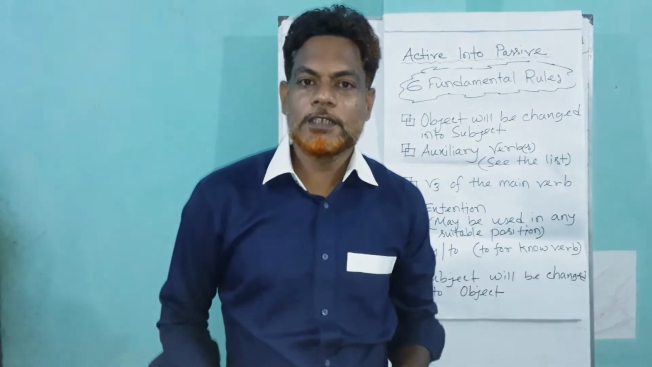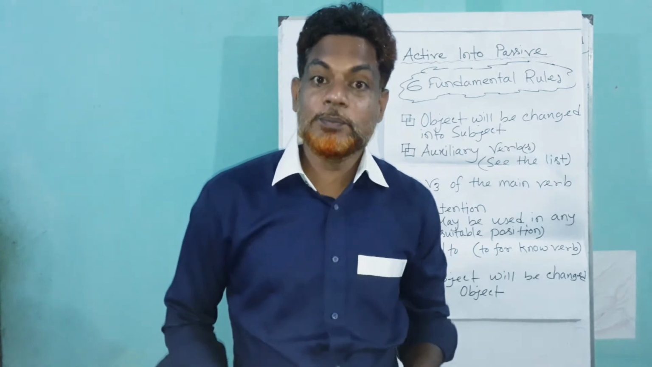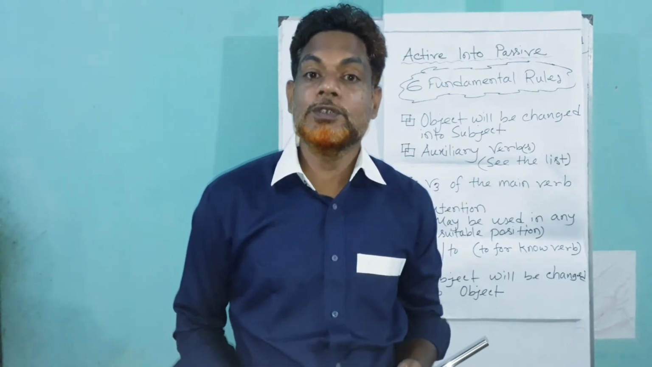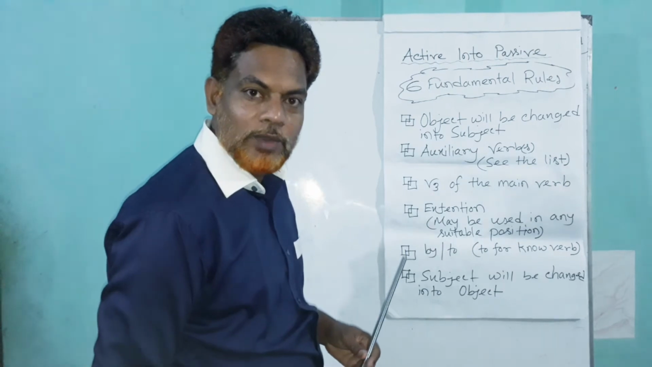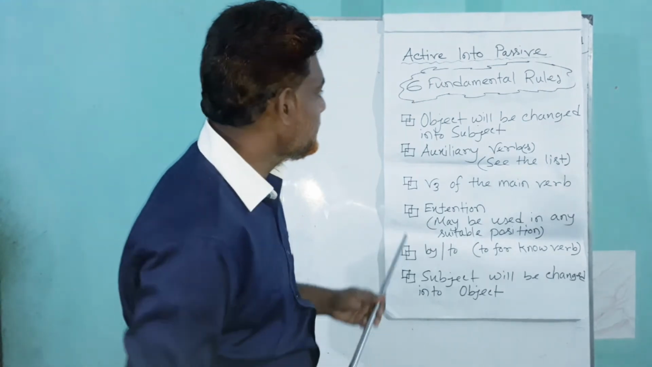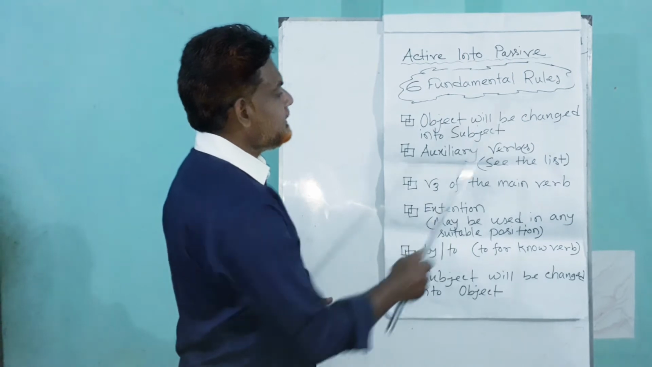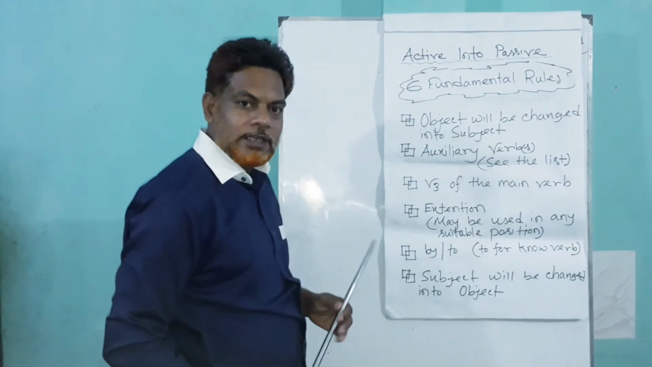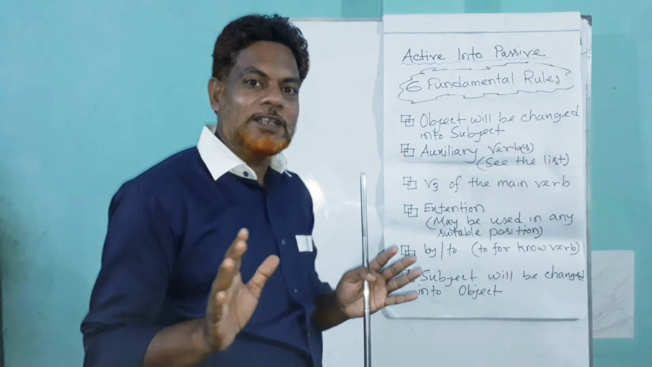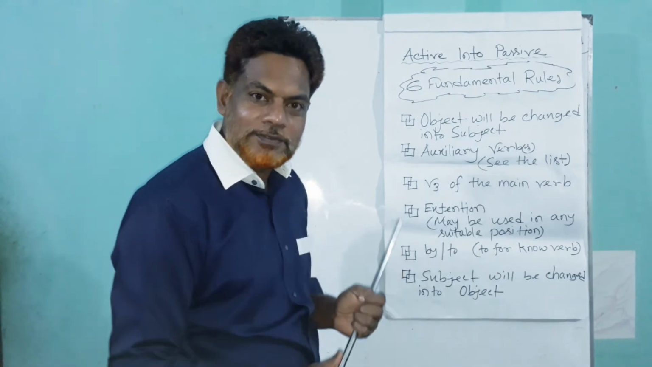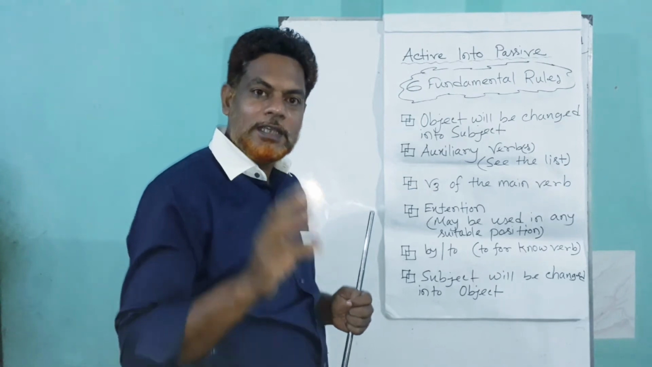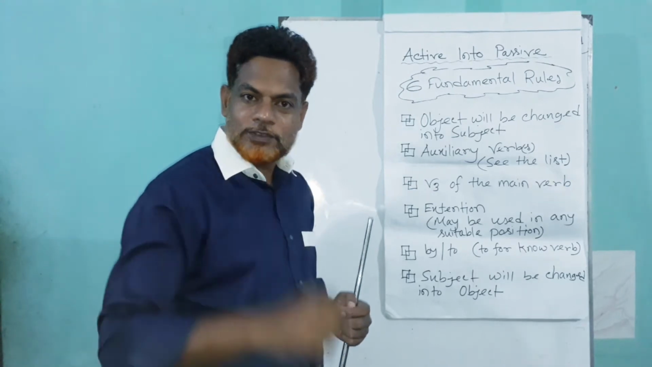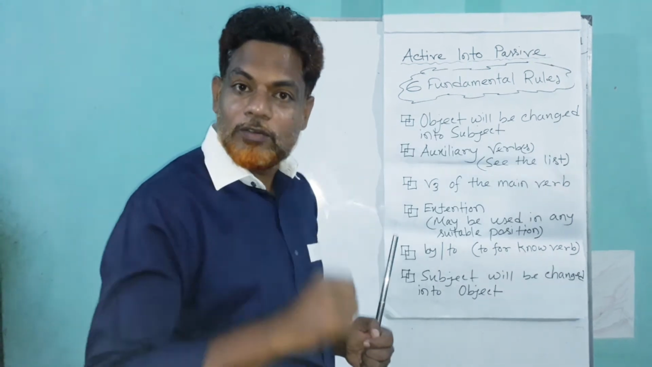Dear students, to change the active voice into passive, what should we know? We should know these 6 fundamental rules. What are they? Please read out with me. Object will be changed into subject. You must find out 3 things at the very beginning. What are the 3 things? S, V, O. Please repeat with me. S, V, O. S for subject, V for verb, and O for object.